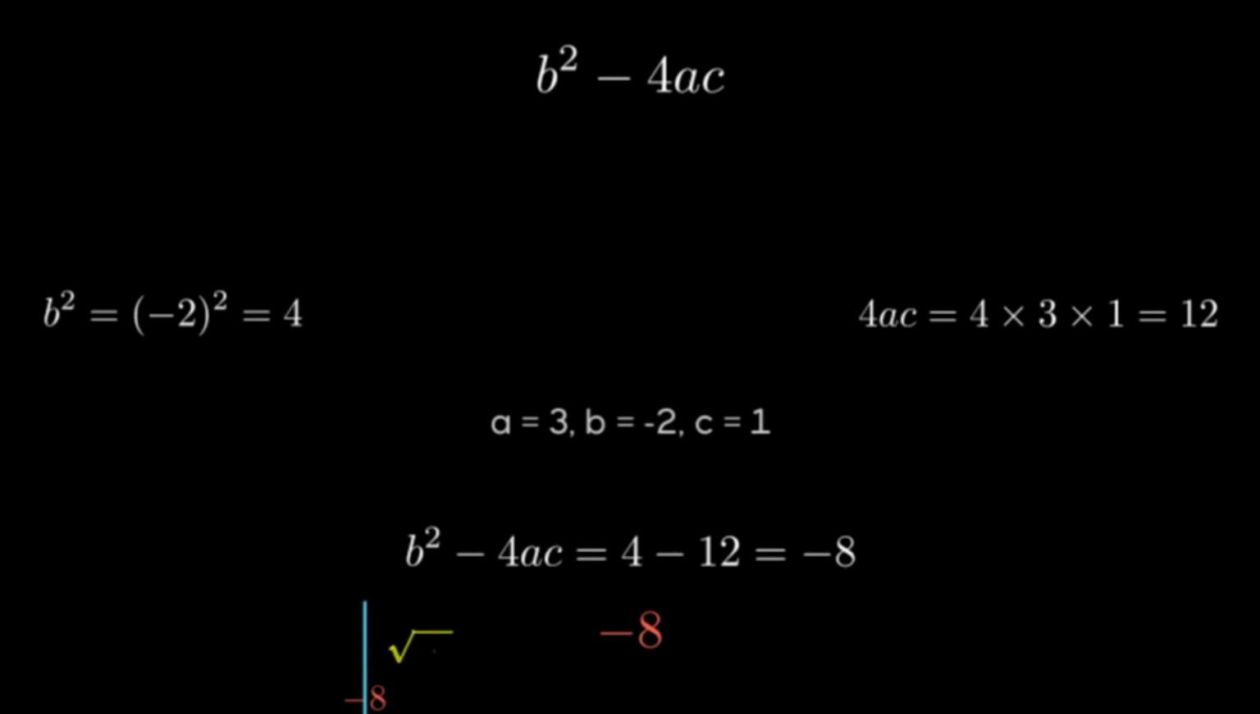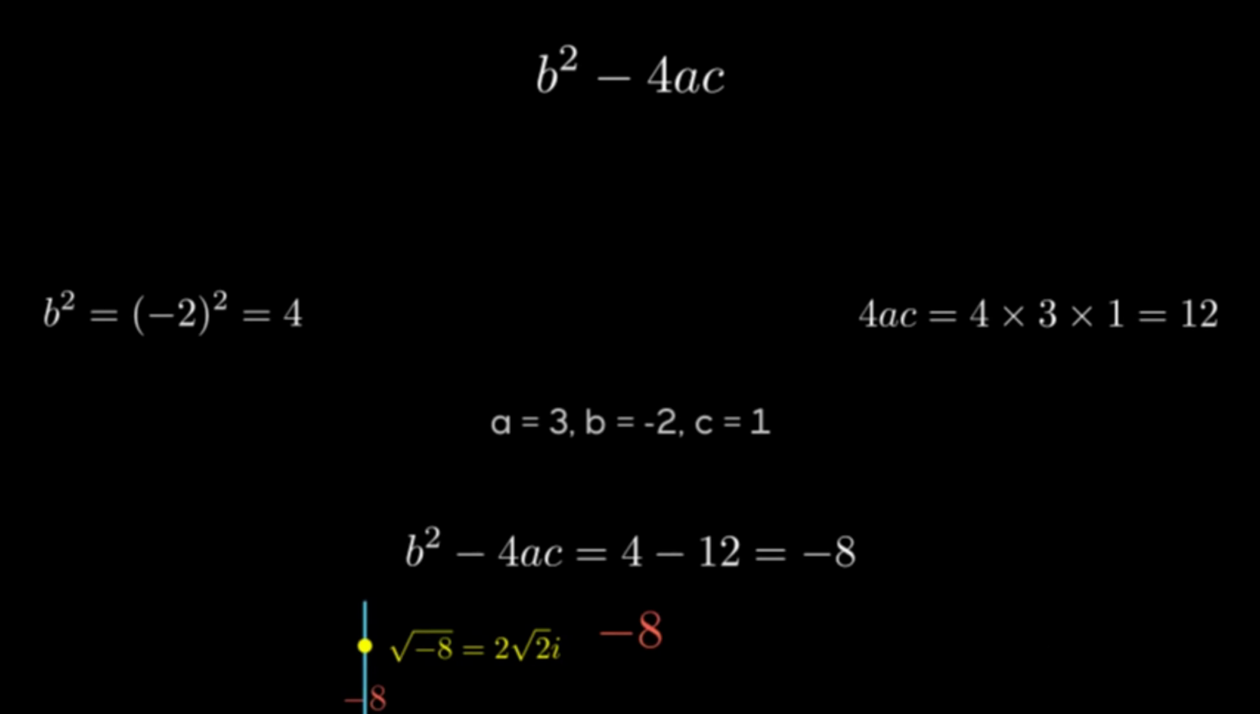Using the properties of imaginary numbers, we can express the square root of negative 8 as 2 times the square root of 2 times i. This is because we can rewrite negative 8 as 8 times negative 1, and then take the square root of 8 multiplied by the square root of negative 1, which is i.